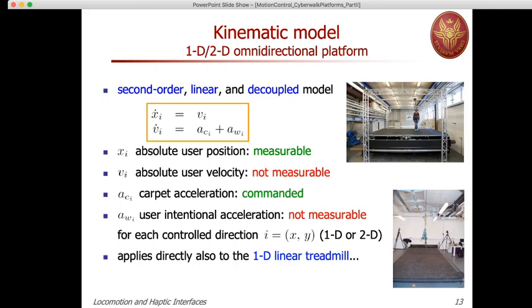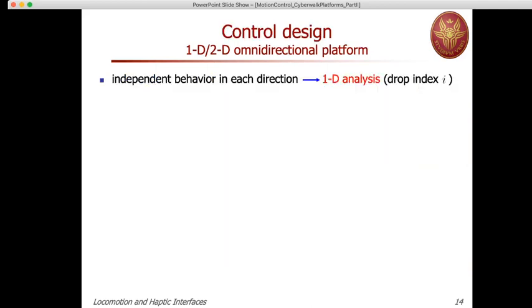what we will say now applies in both cases, just by looking at one of the two controller directions. Okay, so in a sense, let's start for simplicity to consider the one-dimensional linear treadmill. We will then repeat the same consideration for the other direction. So we drop the index i, as I said, so this is a 1D analysis from now on, without loss of generality.